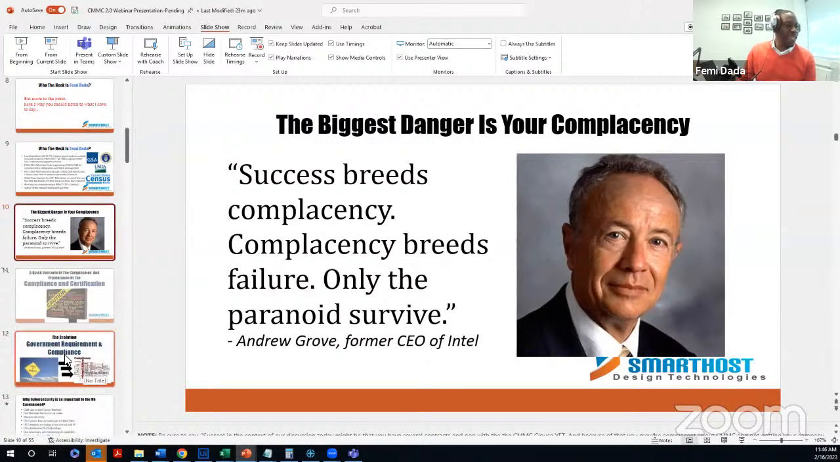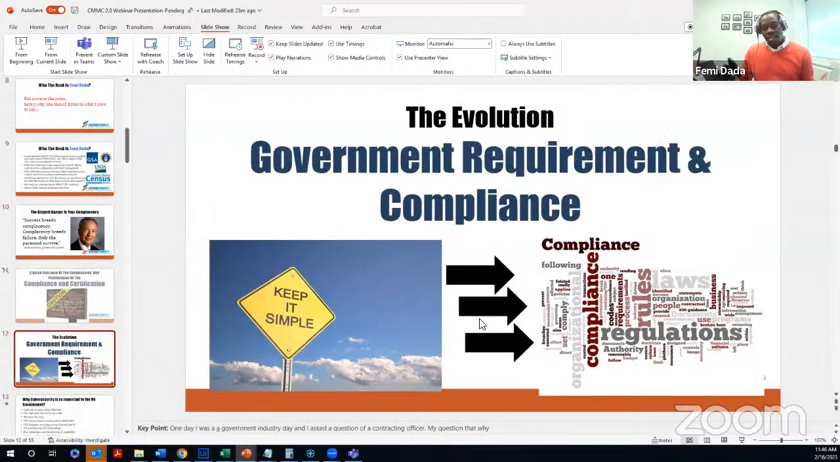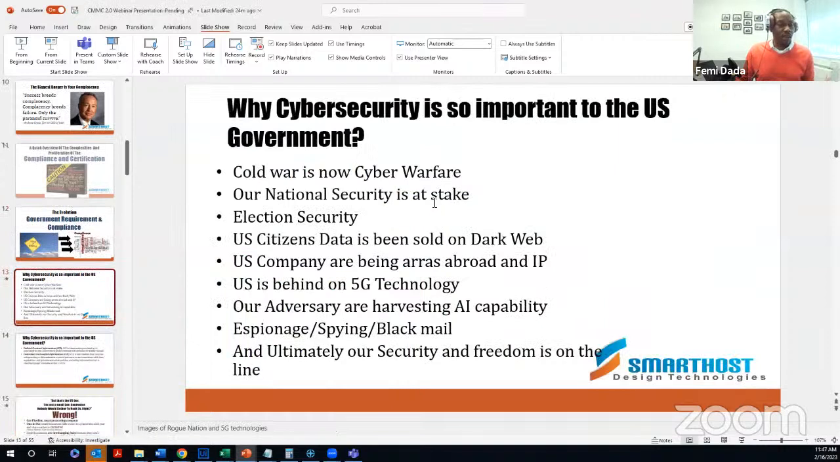So with that said, as you know, being a government contractor, the second thing is compliance. There are certifications and compliance requirements that you have to meet and keep up with. And one of those is CMMC. And today, that's why we're here.